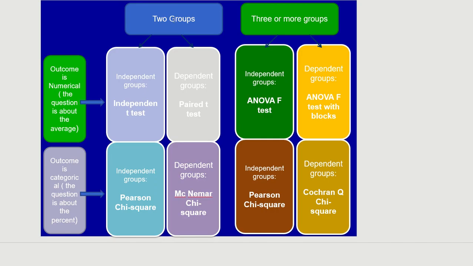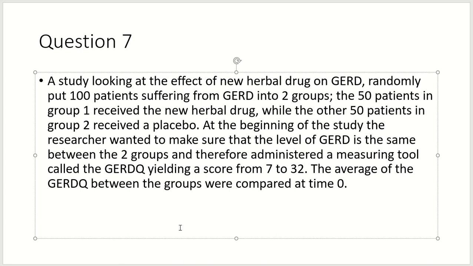Let's go to our map. We have two groups. The outcome is numerical. The groups are independent, so we're going to use the independent t-test. Okay, so how do you write your null hypothesis? Mu of GERD-Q score for those receiving the treatment at time 0 equal mu of GERD-Q score for those receiving the placebo at time 0. The alternative hypothesis, the mu's are not equal.